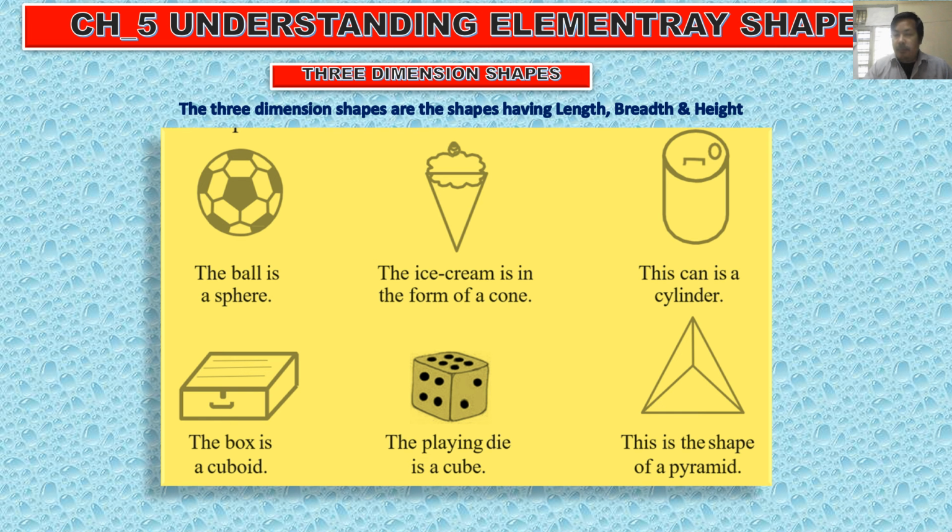it is called a pyramid. Okay, so once again you see these are all the figures of some 3D shapes here. So the ball is a sphere, then the ice cream cone is a cone itself, and cylinder, cuboid, cube, and pyramids. Okay, so these are some examples of the 3D shapes. Now let us study more about the 3D shapes again.